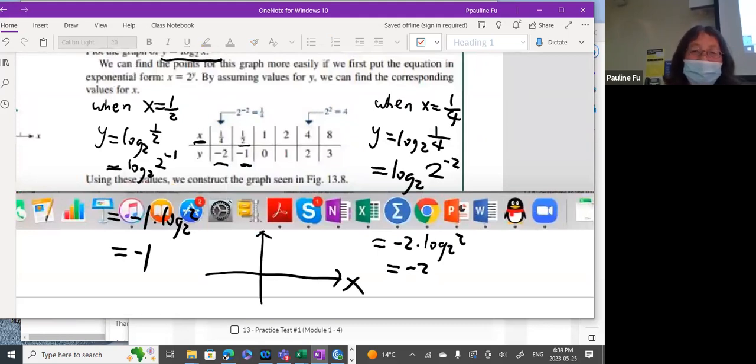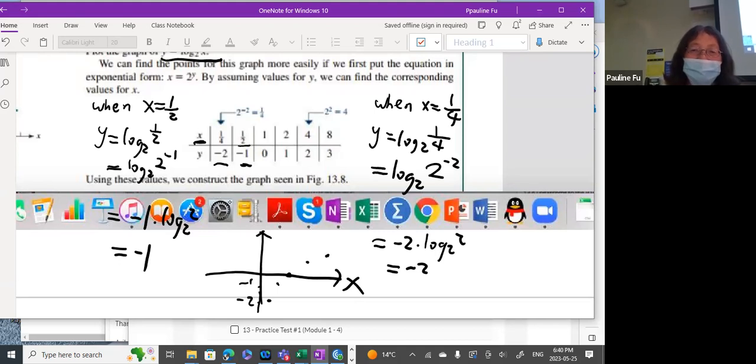So when x equal to 1/4, y equal to negative 2. Suppose this is negative 2. When x equal to 1/2, y equal to negative 1, maybe this point here. So when x equal to 1, y equal to 0. When x equal to 2, y equal to 1. When x equal to 4, y equal to 2.